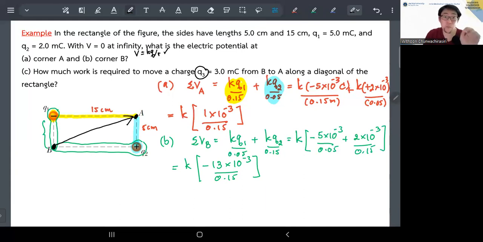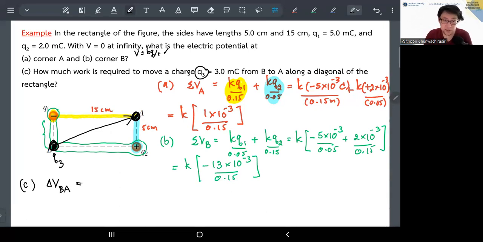So the question is, how much work do you need to move charge number 3? I'm going to place charge Q3 right there and drag it all the way up here. Guys, what do you think? And here come the connections between the energy and the potential. We already said it's easy once you know the potential difference. So part C, the delta V between point B and A, because you want to go from B to A.